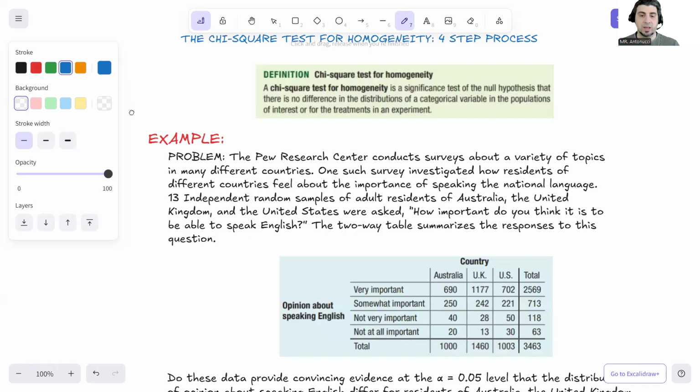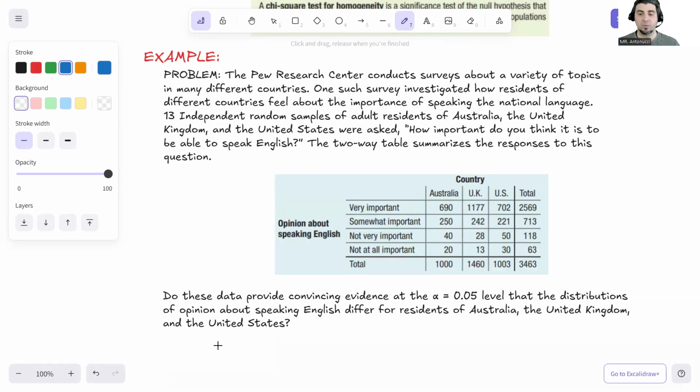So let's look through an example and go through the whole four-step process. Pew Research Center conducts surveys about a variety of topics in many different countries. One such survey investigated how residents of different countries feel about the importance of speaking the national language. Independent random samples of adult residents of Australia, the United Kingdom, and the United States were asked, how important do you think it is to be able to speak English? And here we have a two-way table of the results.